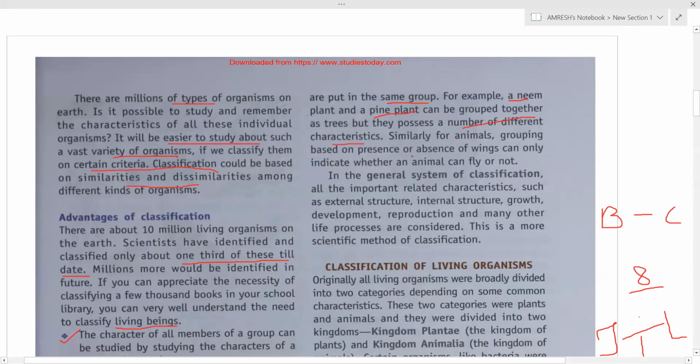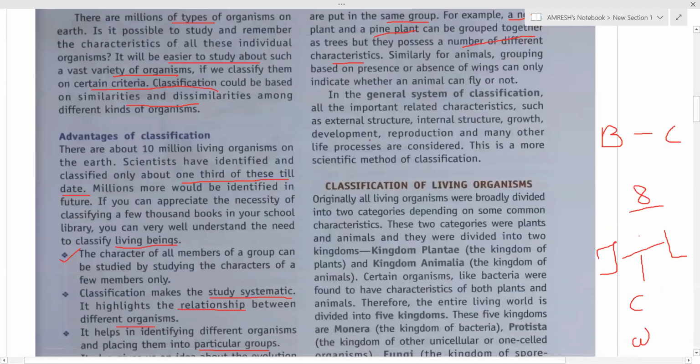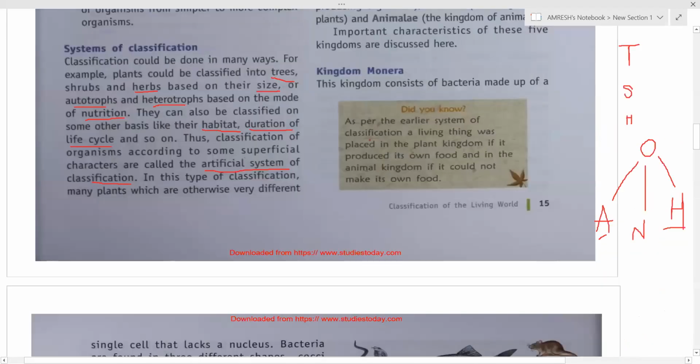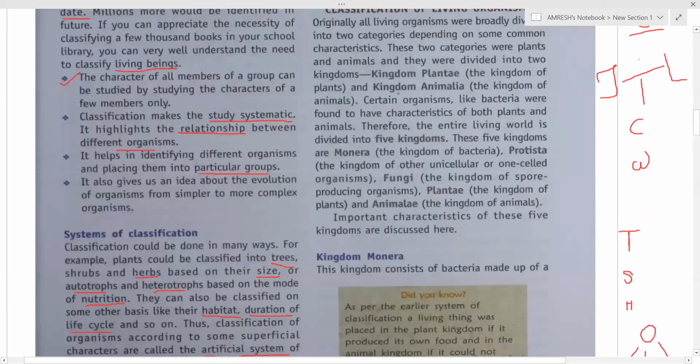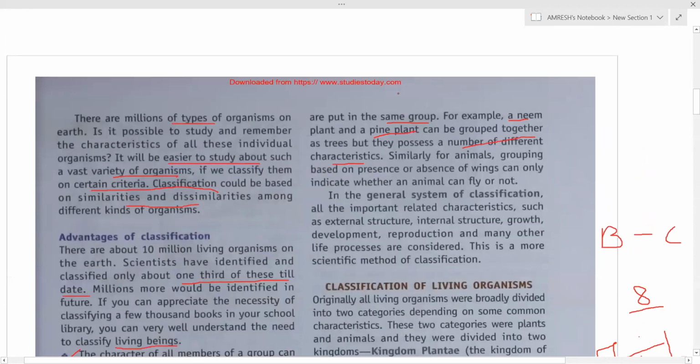Yes, neem plant and pine plant both are trees, but how are they different? Neem plant grows in normal plain areas, but pine plant grows in hilly areas. So the artificial system means these are not natural. These are due to some superficial characteristics that are identified by humans. Yes, there is some difference.